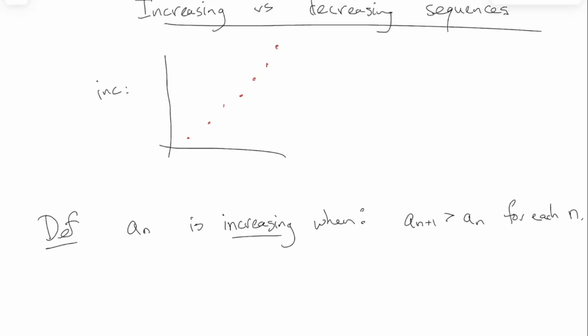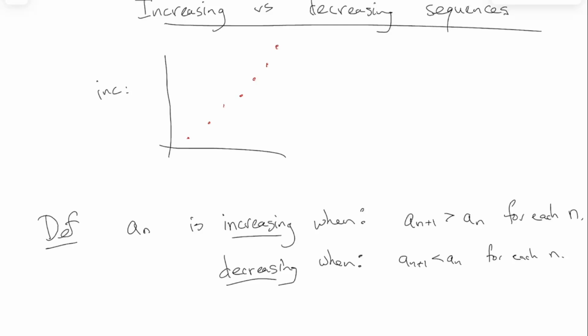It means no matter where you're looking in the sequence, the next one is always bigger than the previous one. That's what increasing means. And then decreasing is the opposite of that. So it's exactly the same, but it has the inequality going the other way around. So decreasing when a_{n+1} is less than a_n for each n. That is a decreasing sequence. It means no matter where you're looking in the sequence, the next one is always less than the previous one. This is how you define increasing and decreasing.